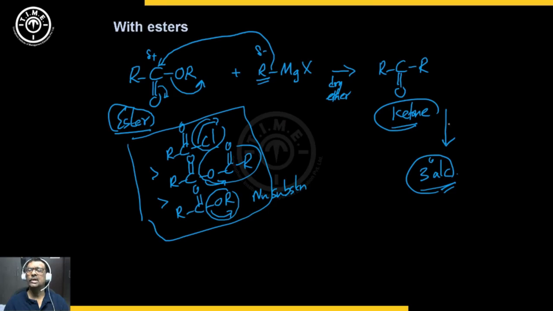And ketone to tertiary alcohol is an addition. It's a nucleophilic addition, because in the tertiary alcohol, we do not have any pi bond. So till this point, there is a pi bond, so it is a substitution. But ketone to tertiary alcohol is a nucleophilic addition. I hope this is clear.